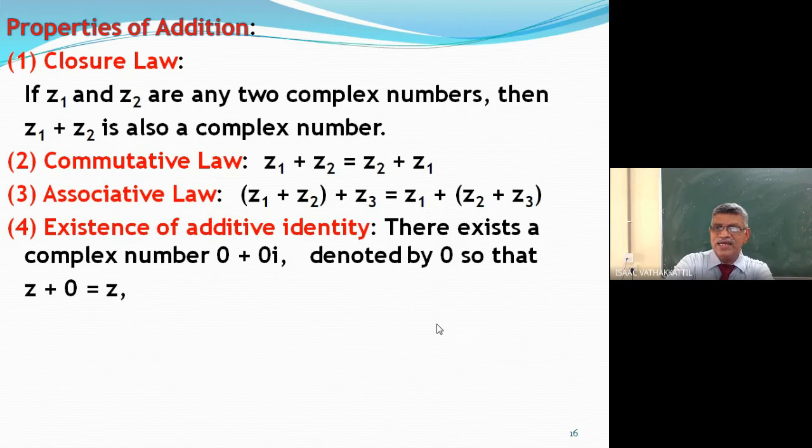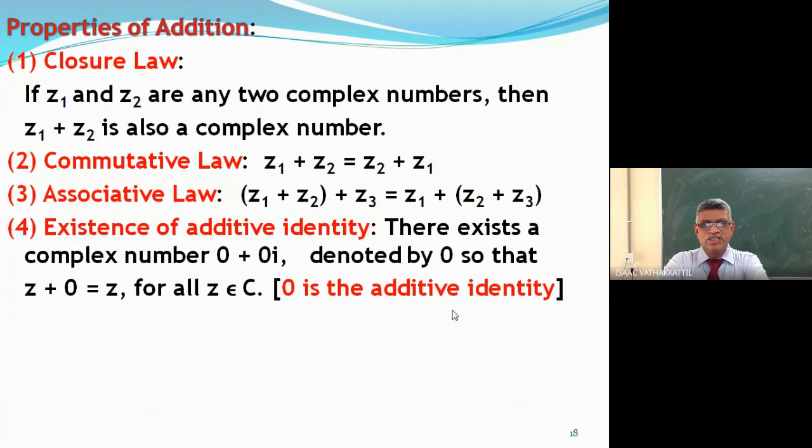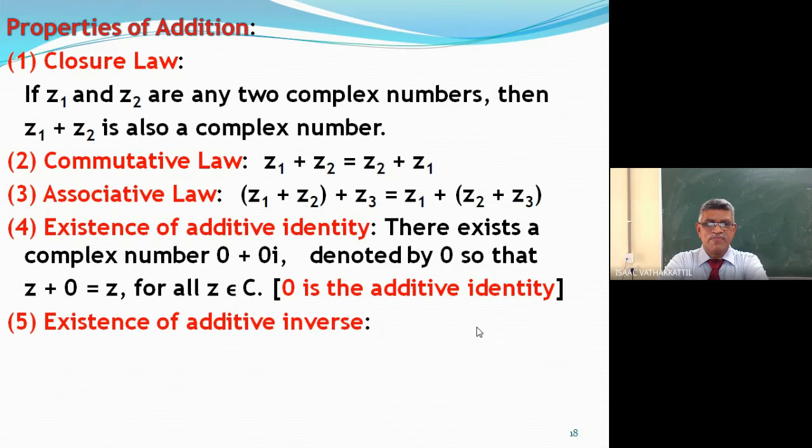The property is that z added with 0, you get z. Z plus 0 equal to z, for all z in C. Okay? 0 we call the additive identity.